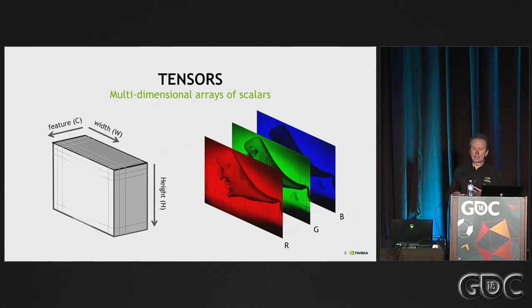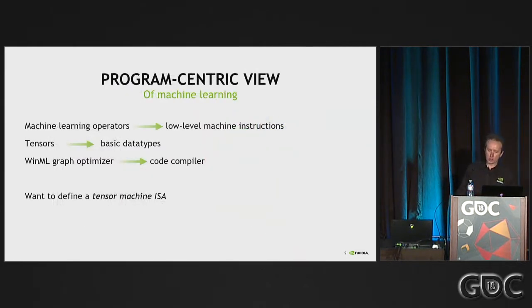So tensors are the data types which our machine learning operations basically process. In this program-centric view of machine learning, again, we think of machine learning operators as low-level machine instructions comprising an ISA of some sort. Tensors are the basic data types that these instructions process. And the Windows ML Graph Optimizer can be thought of as a compiler, which takes this high-level description of a program and maps it down to this tensor machine ISA, as I'm calling it.